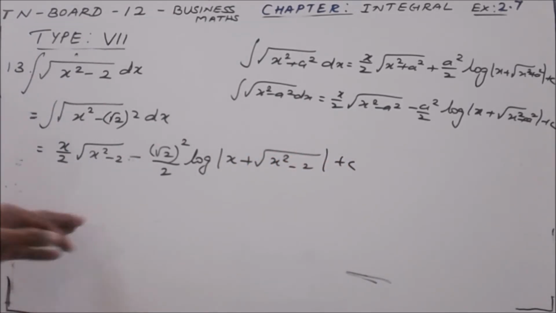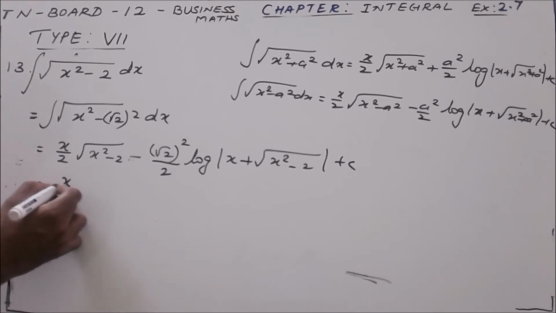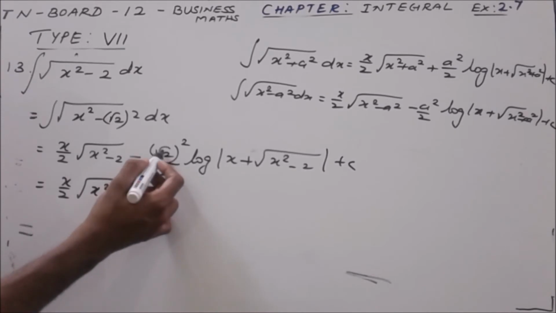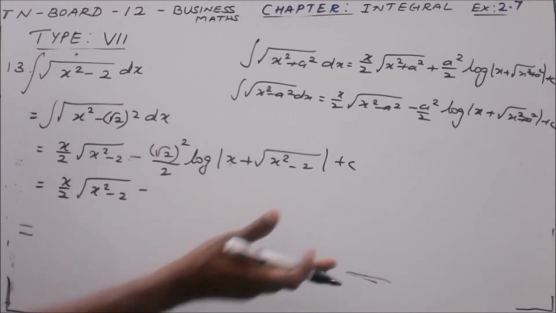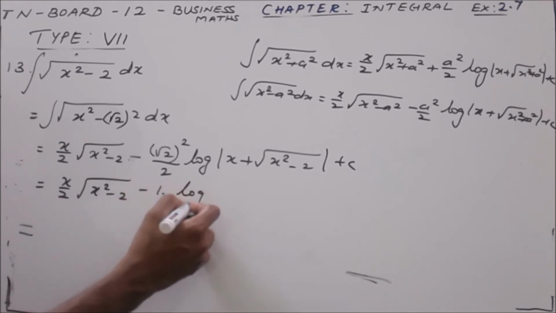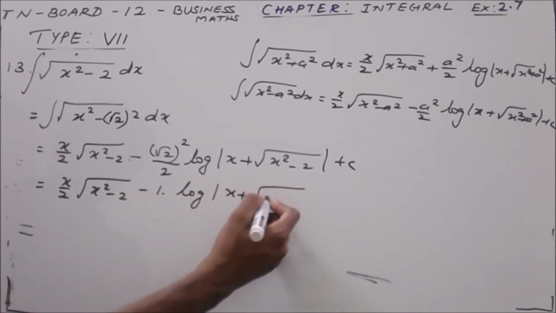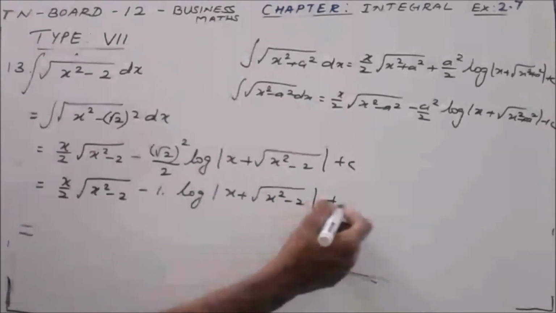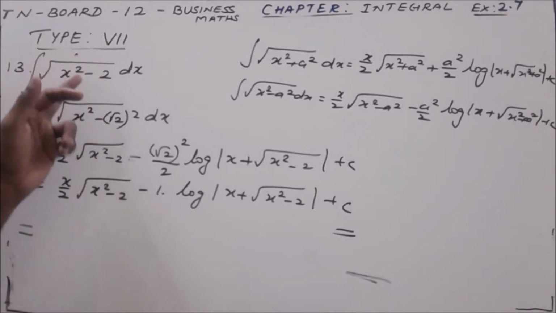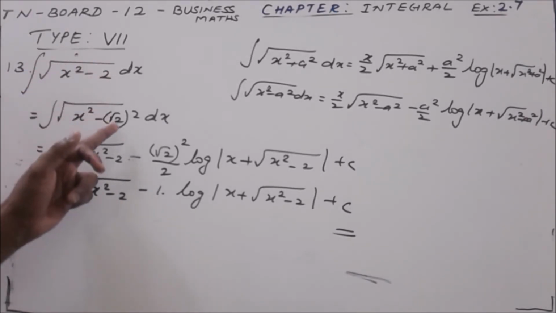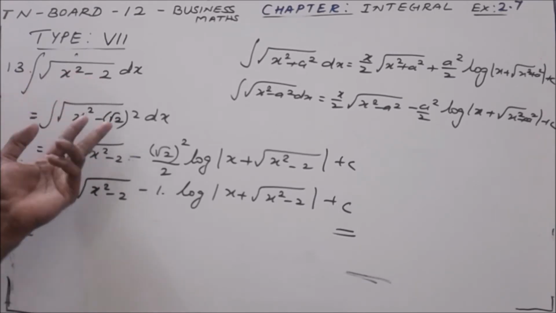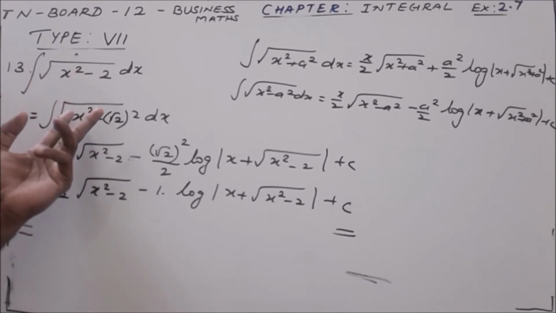Then simplify it: we have x by 2 root of x square minus 2, minus root 2 square is 2, 2 by 2 becomes 1, then 1 into log of modulus of x plus root of x square minus 2, plus c. That's all. So x square minus 2 is simply given within the square root, just to change it as a square number. Now this is the given quadratic written as a difference of two squares.